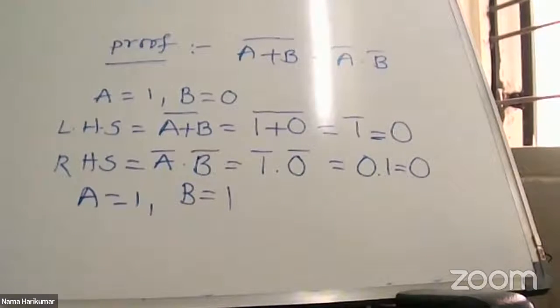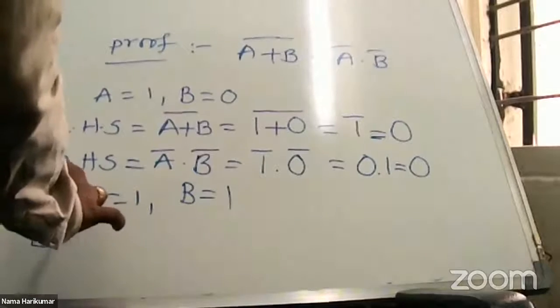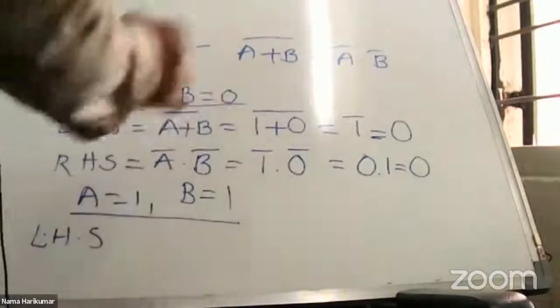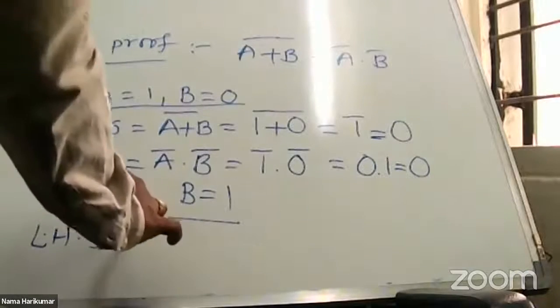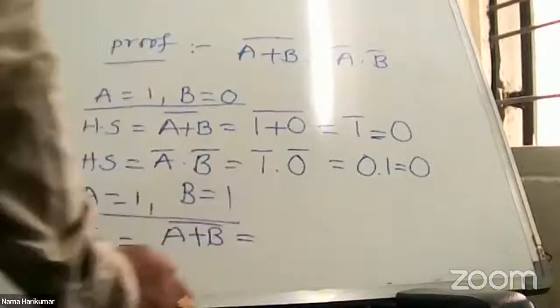Okay, so A equal to 1, B equal to 1. How much value will we get in the LHS side and RHS side, 0 or 1? So in this process, first, the LHS side. The formula, as you know, is (A plus B) complement.